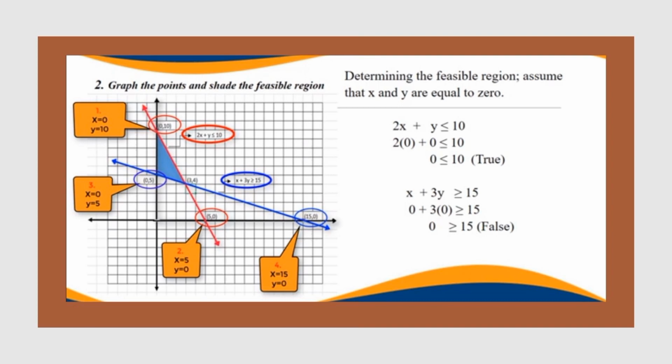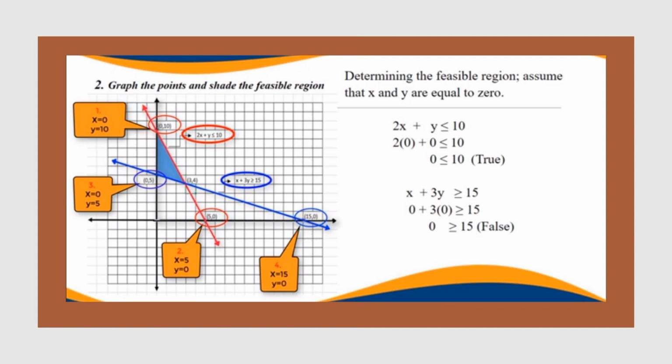So the first equation, 0 is less than or equal to 10. So true. So if true, ang shade natin is paloob. So second equation, x plus 3y is greater than or equal to 15. 0 is greater than or equal to 15. So false. So kung false is palabas ang ating shade.